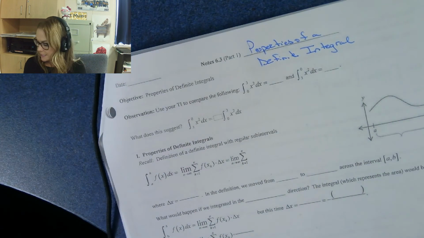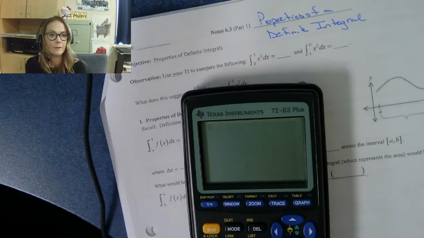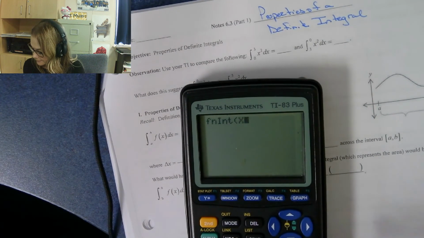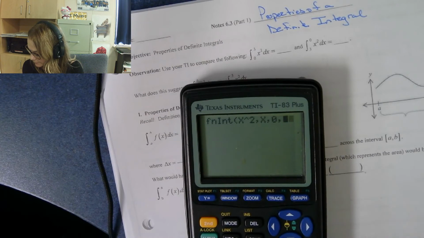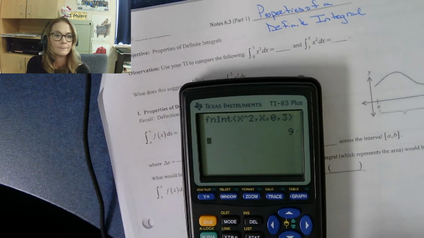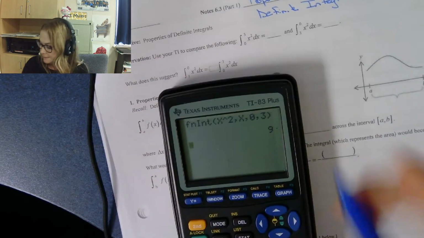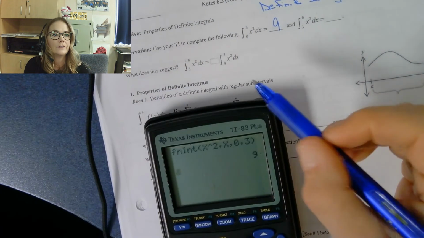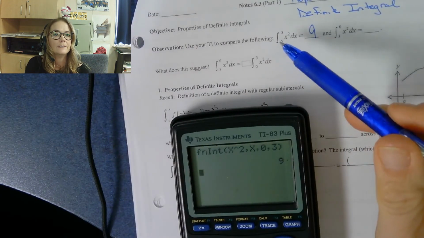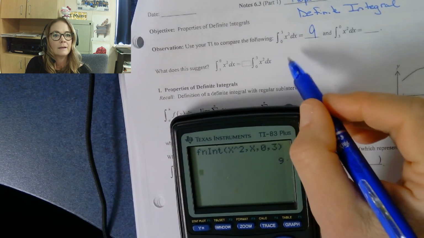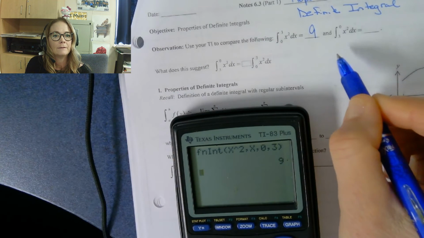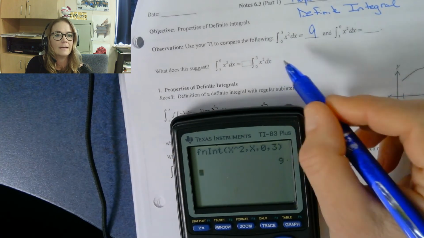All right, so use your TI to compute the following. Let's do math 9 of x squared comma x comma 0 comma 3. Okay, get 9. All right, so that's 9. And now what happens if this is the lower bound, 0 to 3. So you're accumulating area left to right as you would read. What happens if we accumulate area in the other direction from right to left?